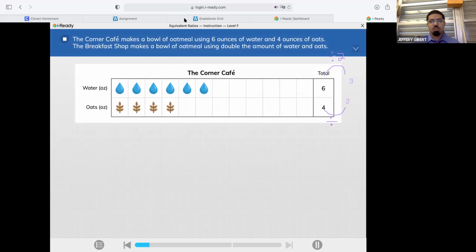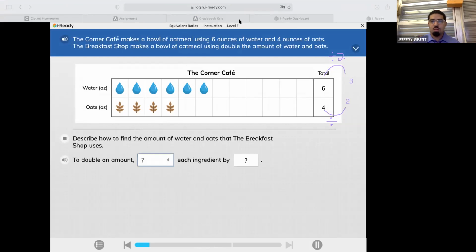The Corner Cafe makes a bowl of oatmeal using 6 ounces of water and 4 ounces of oats. The breakfast shop makes a bowl of oatmeal using double the amount of water and oats. Describe how to find the amount of water and oats that the breakfast shop uses.